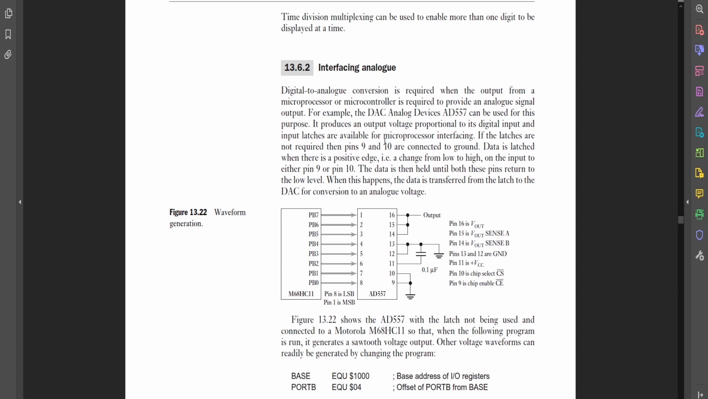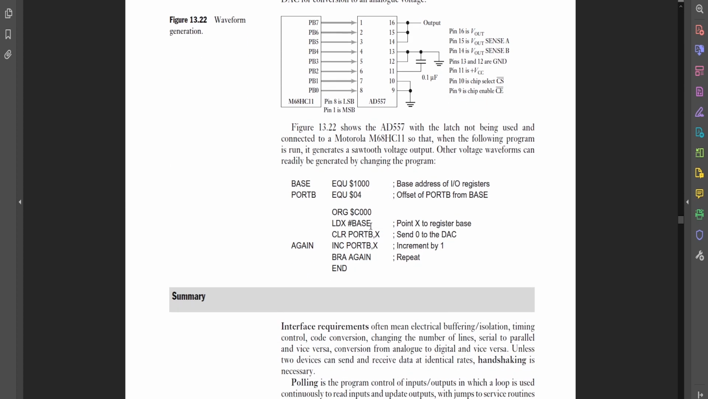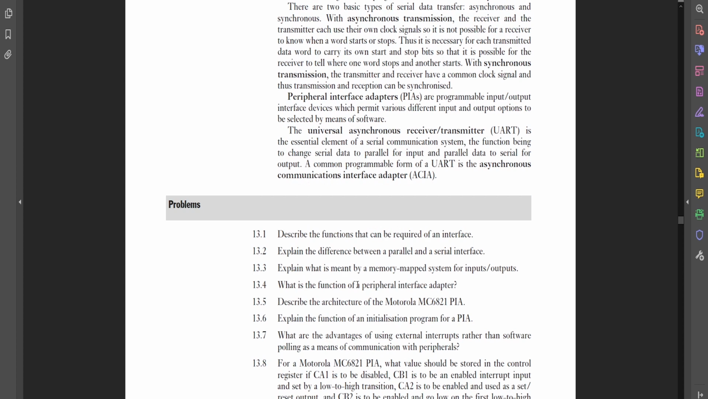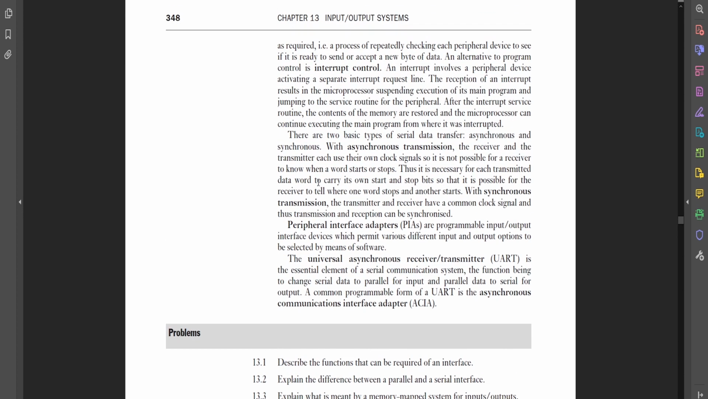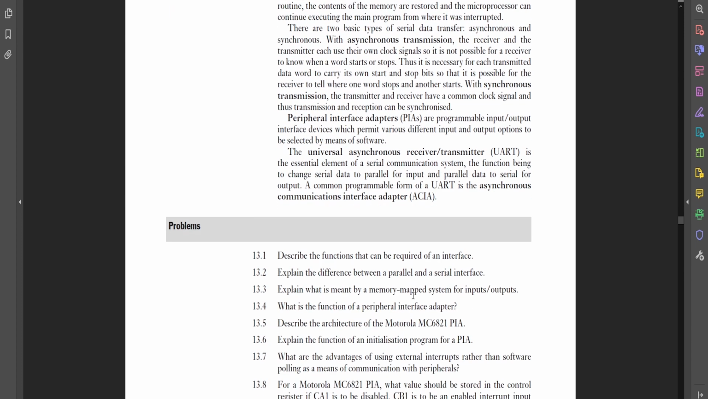Okay, interfacing analog. Digital to analog conversion is required when the output from a microprocessor or microcontroller is required to provide an analog signal output, of course. For example, the DAC can be used with latches. Alright, that's kind of a given. If you told me how would you get a microcontroller to interface with an analog meter, then I would say you'd have to obviously convert the output signal to analog. So we've got a summary here. Okay, I'm fine with that.